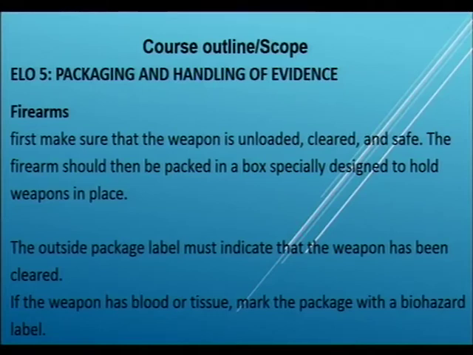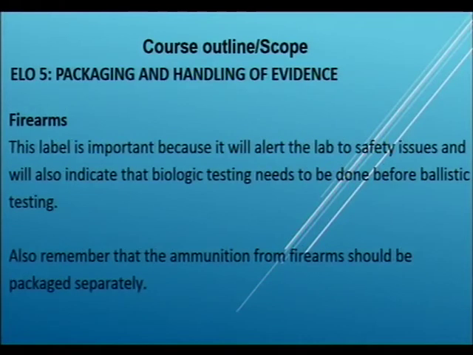Firearms: you must first make sure that the weapon is unloaded, cleared and safe. The firearm should be packaged in a box specifically designed to hold weapons in place. The outside package label must indicate that the weapon has been cleared. If the weapon has blood or tissue, mark the package with a biohazard label. This label is important because it will alert the lab to safety issues and will also indicate that biological testing needs to be done before ballistic testing. Also remember that the ammunition from the firearm should be packaged separately.